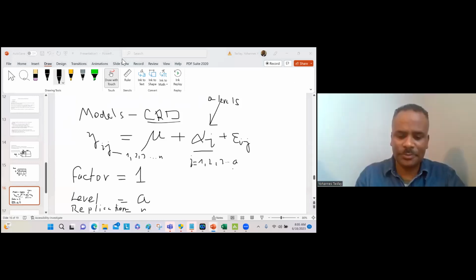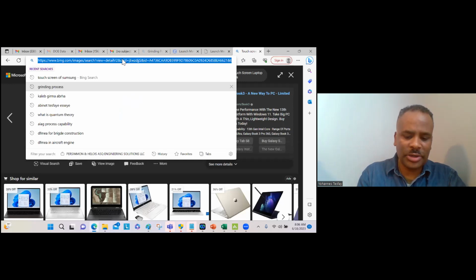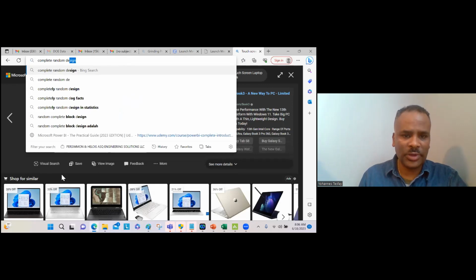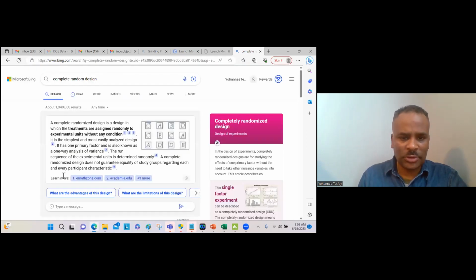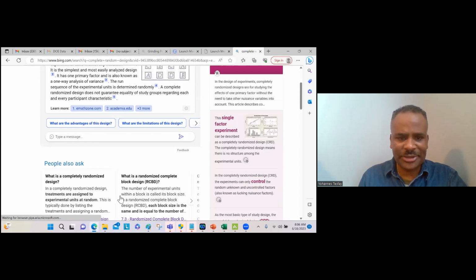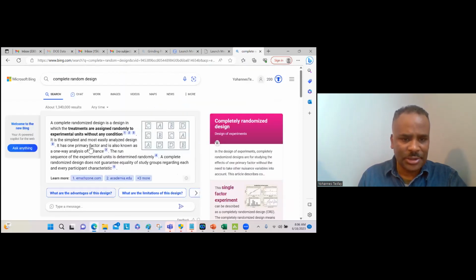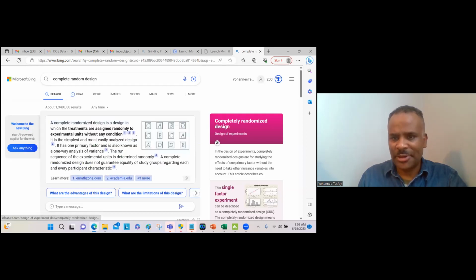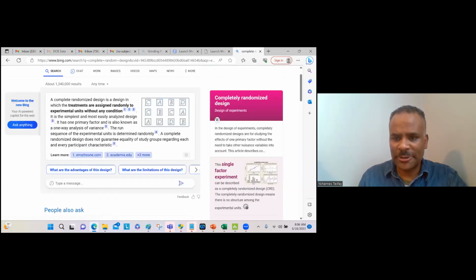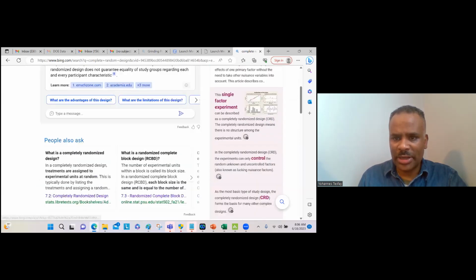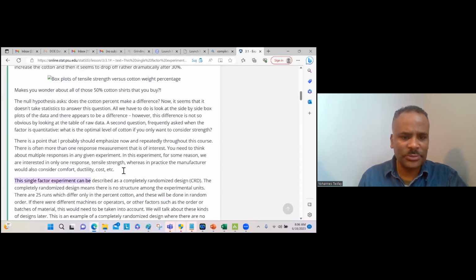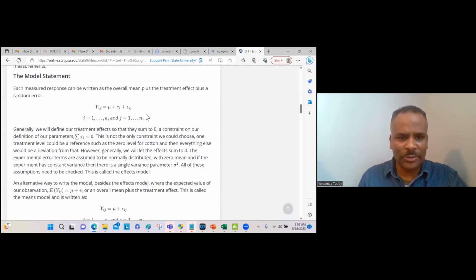Okay. Completely randomized design. So you find completely randomized design here, treatment. So you can look at it, Penn State University. Yeah, you see, this is what I told you right now.